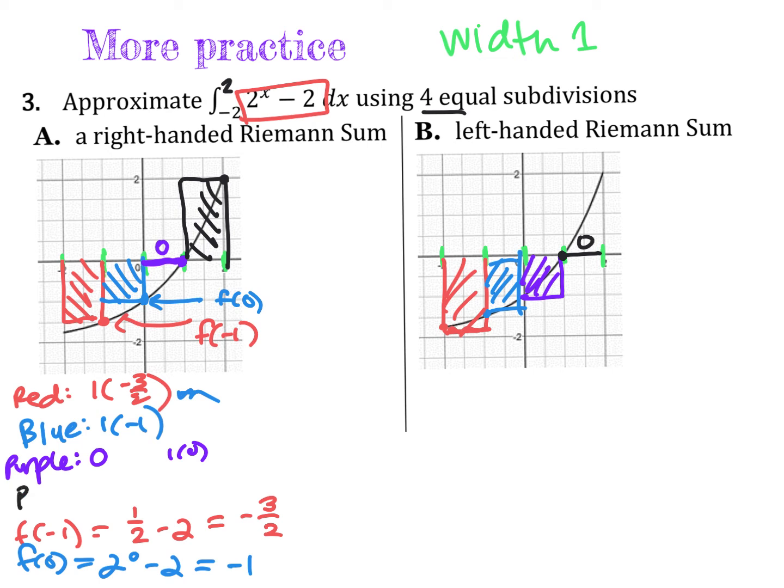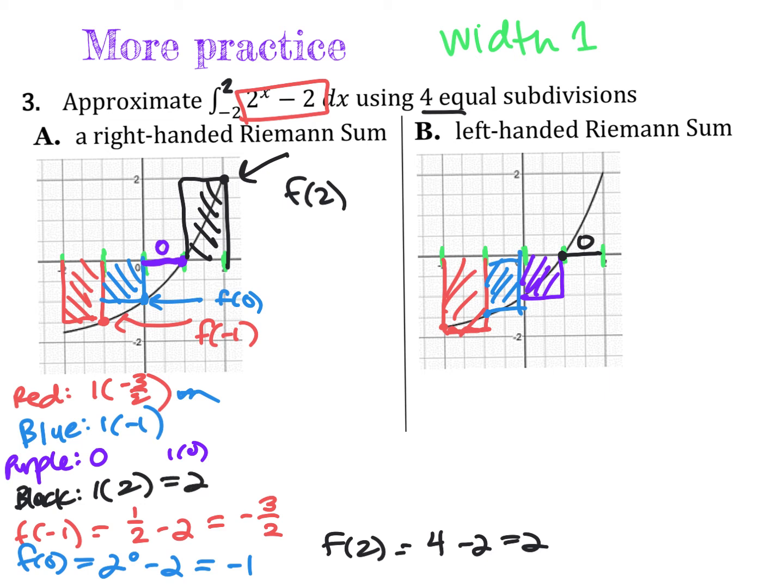And then last but not least, the black area here would be our width 1 times this height over here, which appears to be f of 2. F of 2, if I plug 2 in, I'm going to get 2 squared, which is 4, minus 2 is 2. So I'm going to get 2.